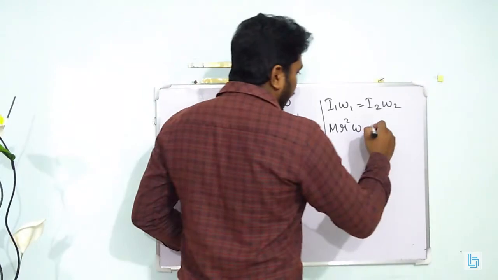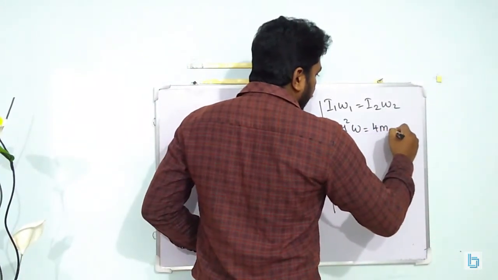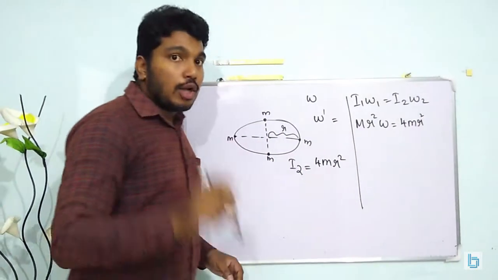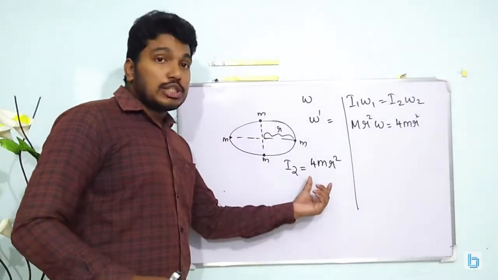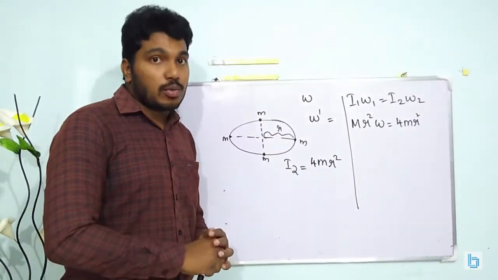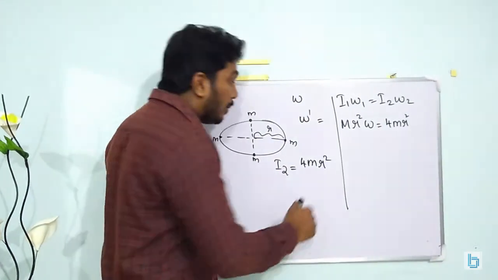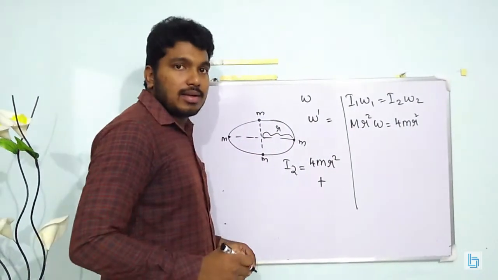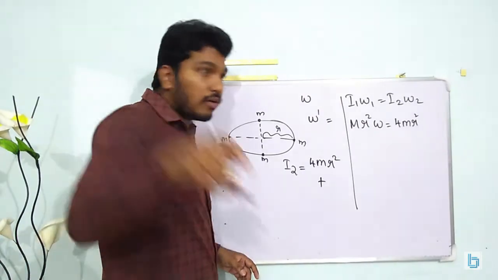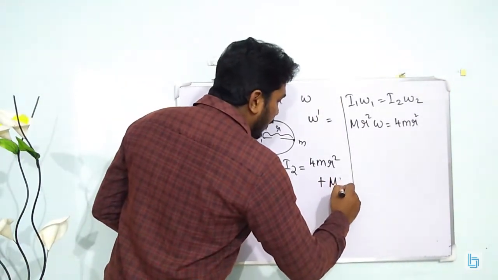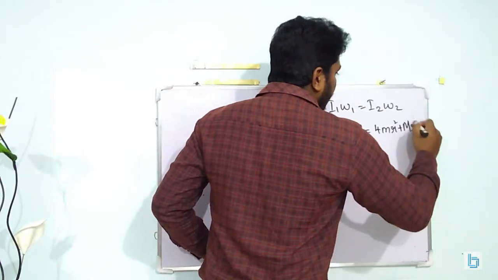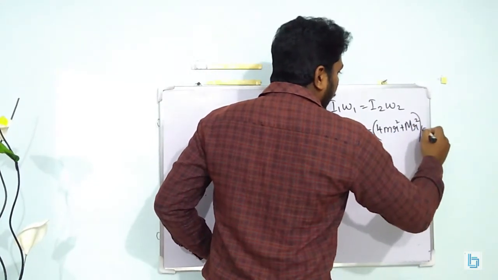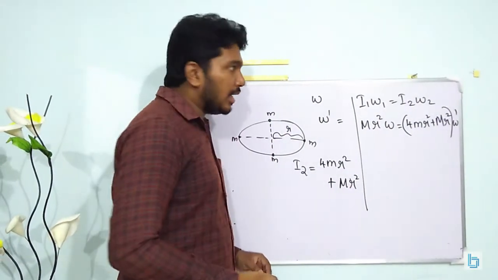Substituting here 4 m r square. Now, don't forget that we already have a ring there. So I2 will not be just 4 m r square. It will be 4 m r square plus the moment of inertia of the ring, so plus M r square, into omega dash.